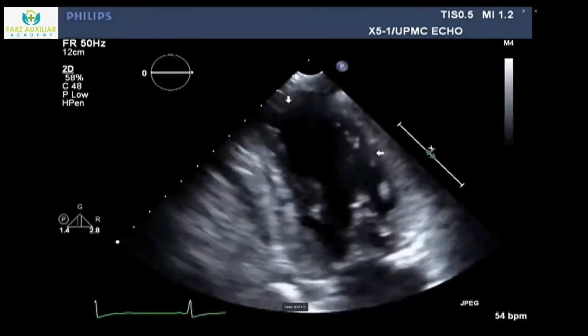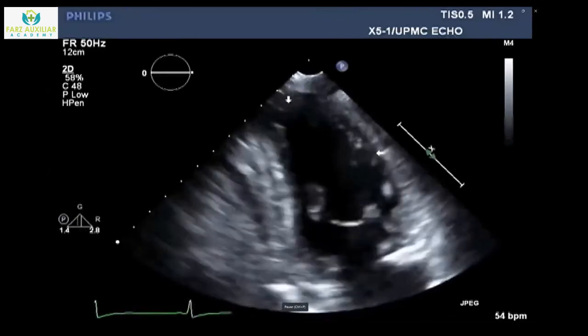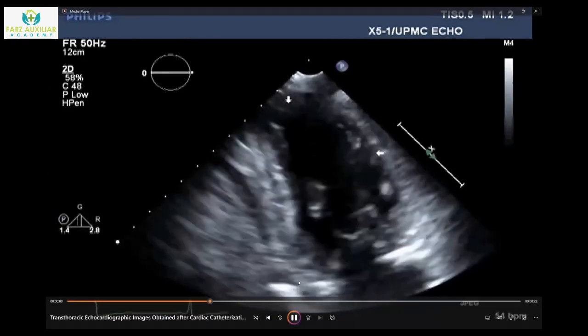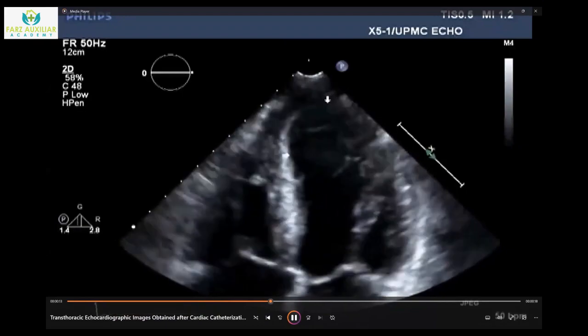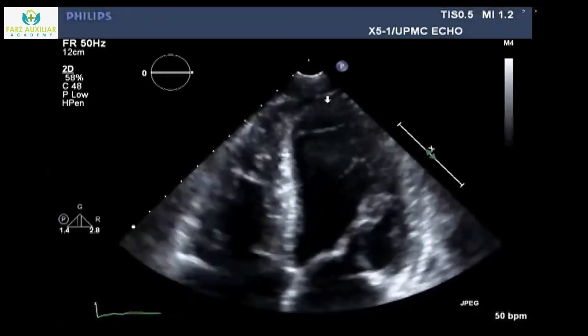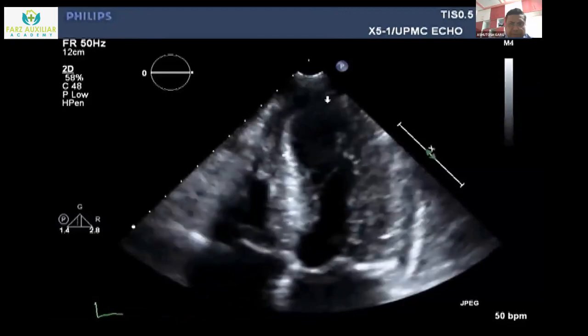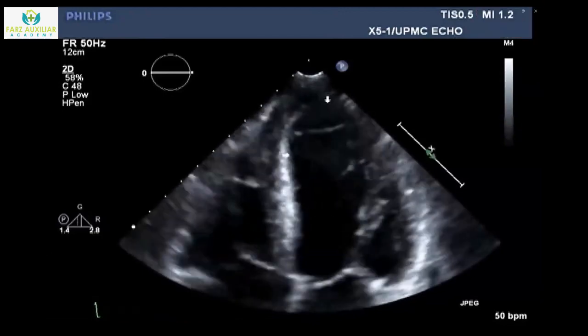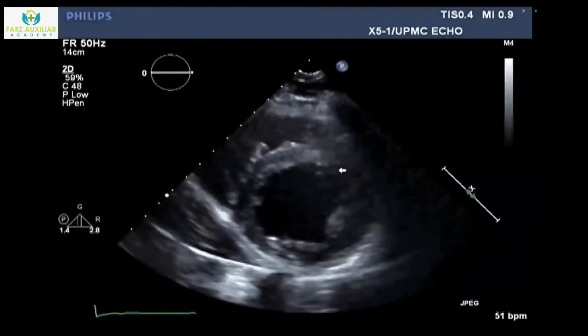Rupture of interventricular septum, sir? Sorry? Is it rupture of interventricular septum? How can you say? There was some valve-like thing. Some space between the septum and papillary muscle.